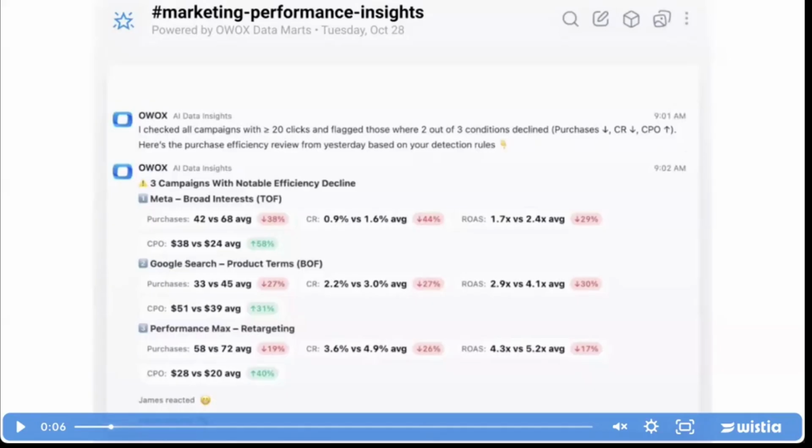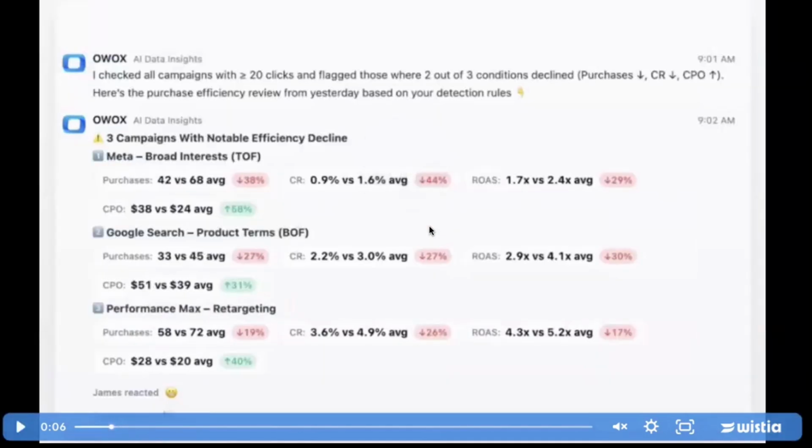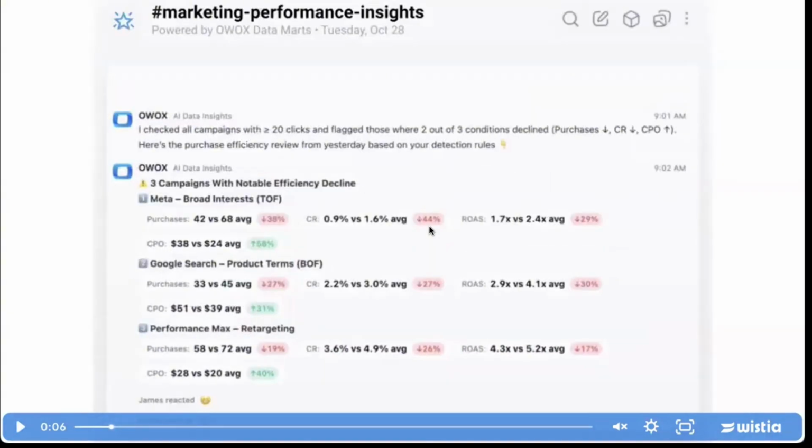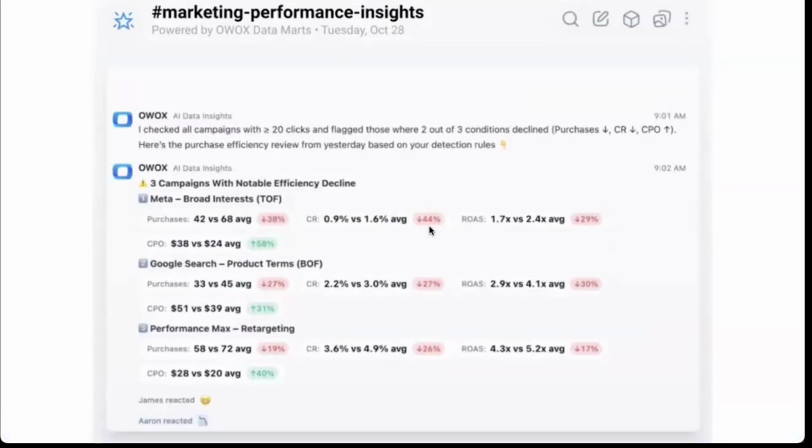And here you can see the campaigns. There are 3 campaigns here. Let me drive it. Oh, sorry. Does it work? Yeah. Here you can see 3 types of campaigns, like Meta Broad Interest, Google Search, Performance Max, and we see the top 3 campaigns that had drops.